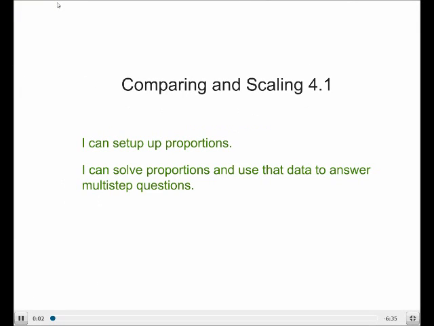Ladies and gentlemen, we're looking at comparing and scaling 4.1, and through this quick lesson, we're going to be able to set up proportions and solve proportions and use that data to answer multi-step questions. What I want you to do is please get these two I can statements down before we move on.